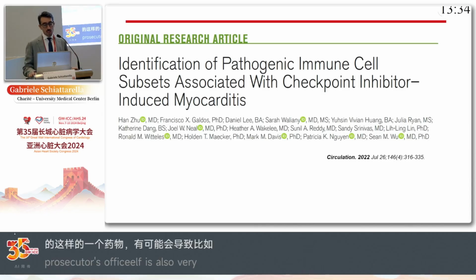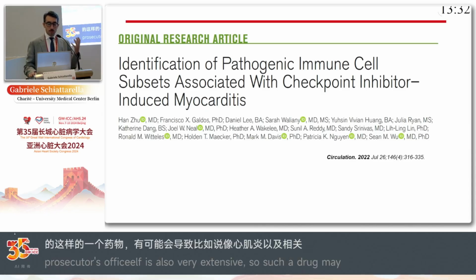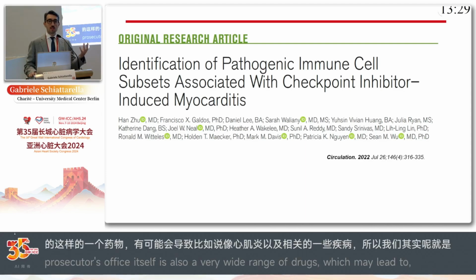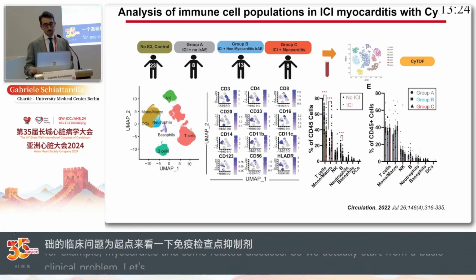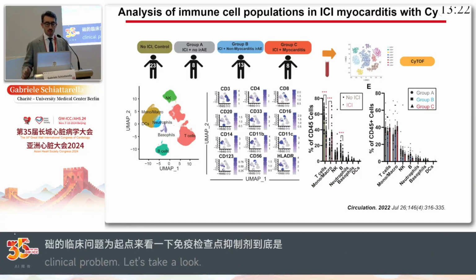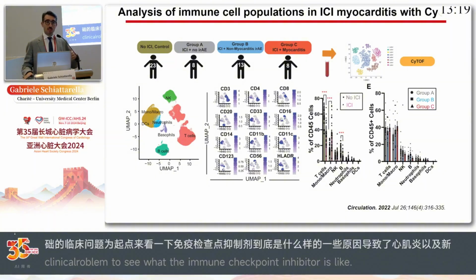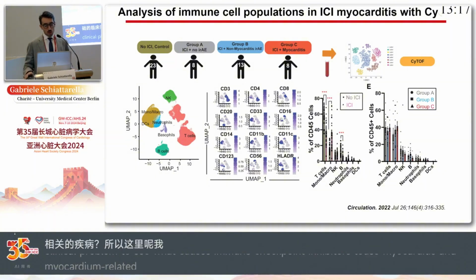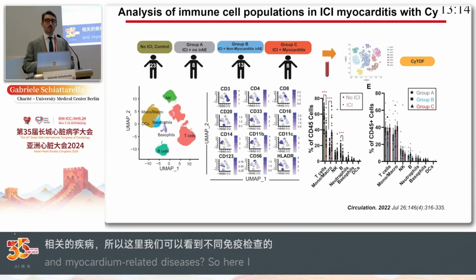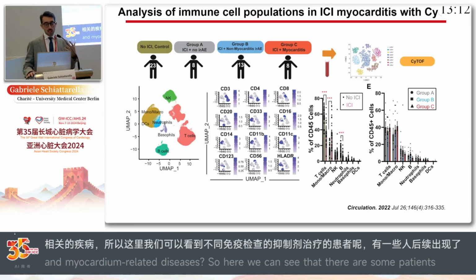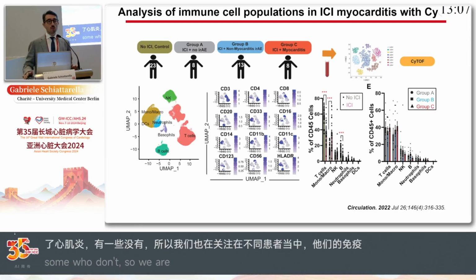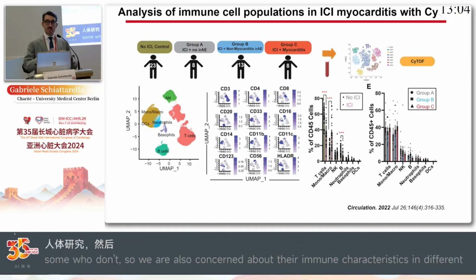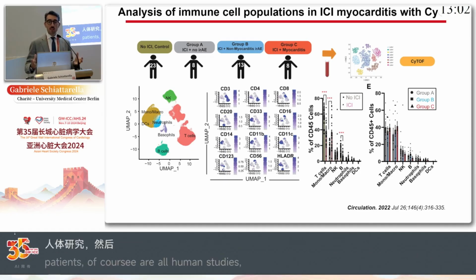And what these investigators did was to start from a fundamental clinical question: what is the cause of ICI, immune checkpoint inhibitor, myocarditis? They started from a human population treated with different types of ICI, some that developed myocarditis and some that did not, and then worked out the specific immune profiling in these patients. Again, these are human data, and as human data go, it stays at the level of association: a description of the immune catalog changes that occur in ICI myocarditis.